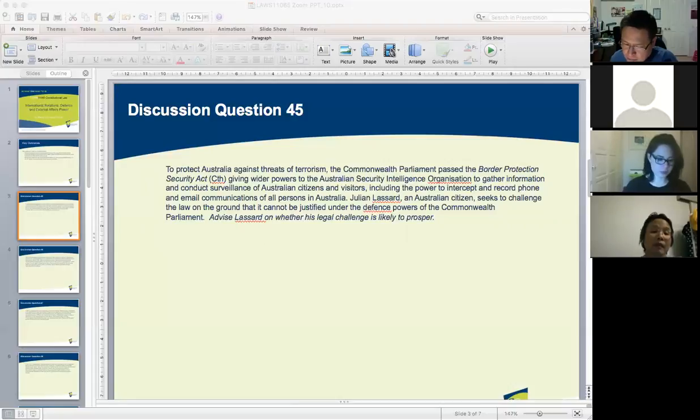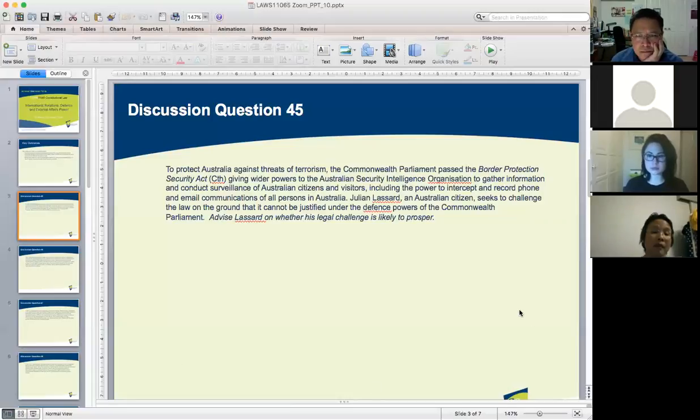So could I rephrase the issue as, can the Commonwealth Parliament make the above laws under the defence powers under the Constitution? Yes, that would be better. Very good. Go ahead. Excellent. So then I've identified the rule as Section 51(vi) of the Constitution, which provides the Parliament with powers to make laws with respect to the defence of the Commonwealth.